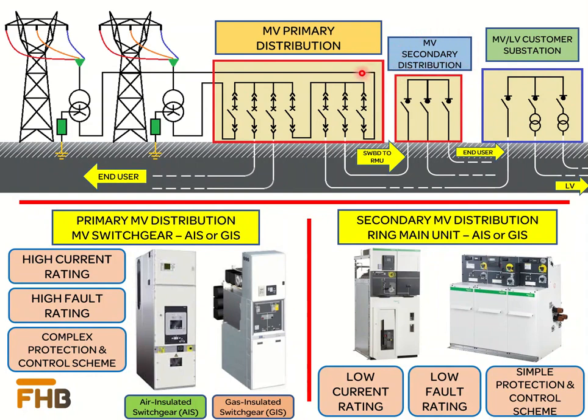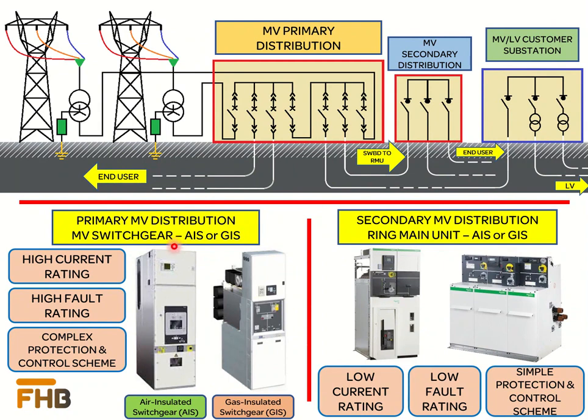Primary distribution system provides medium voltage power either to the consumers with high power demand, like medium to small scale industrial plants. It also provides power to the medium voltage system for secondary distribution, which further distributes the medium voltage power to the end users with low power demand. To support the primary and secondary distribution, we can use either air-insulated or gas-insulated switchgears.